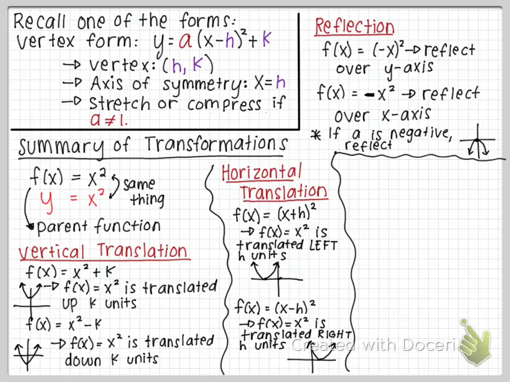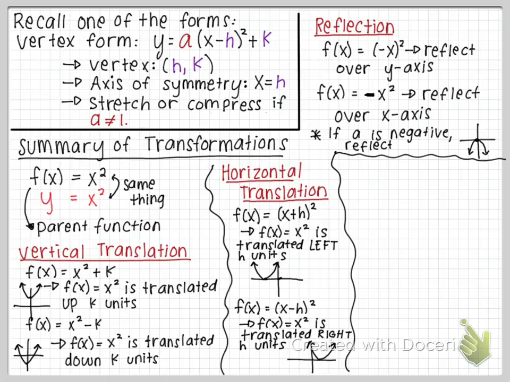If a is negative, reflect. So in this equation right here, if there's a negative outside of that a term, then that means we're going to reflect. So instead of looking like our normal parent function, our normal y equals x squared, it's going to be flipped over to the other side. Whenever you see a negative in front of this a term, you're going to flip that over. It's going to reflect over the x-axis.